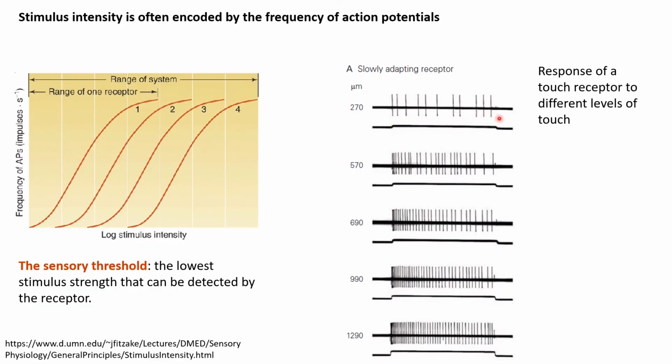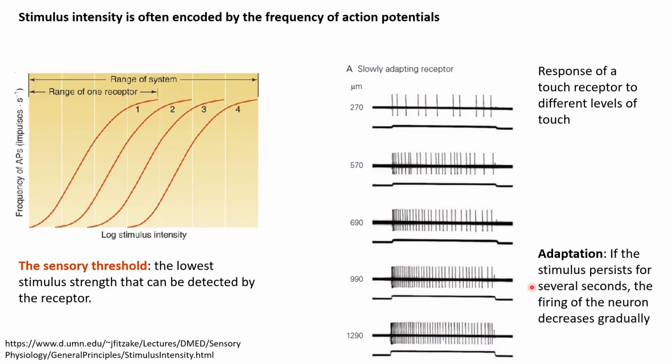If we look at these firing patterns carefully, we also notice an interesting pattern. For example, here, there is a high density of action potentials in the beginning, and then it begins to slow down over time, even though the stimulus is maintained at the same level throughout. This gradual reduction in spiking rate is known as adaptation. And this is often seen if the stimulus persists unchanged for several seconds or minutes.